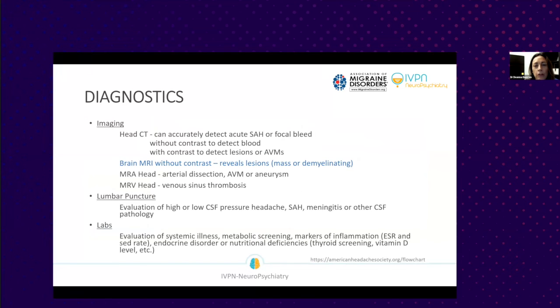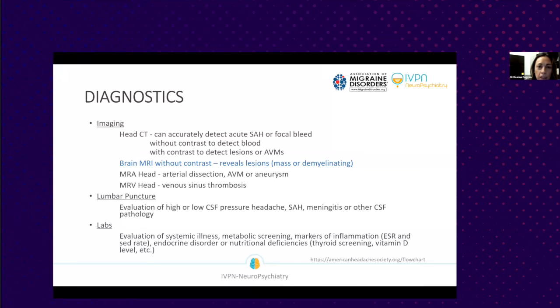So with regard to evaluation, there are diagnostics that we typically order to investigate what's going on, and specifically for any kind of anatomical abnormalities that may be a cause for a secondary headache. There are a variety of imaging options available, but that may depend on your location, if you're in a hospital-based clinic, or if you're in a rural area where there's not much available.